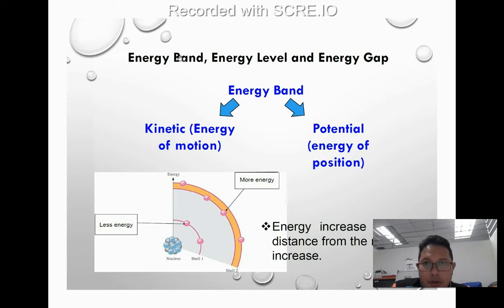So to know more about this situation, you have to know about energy band, energy level, and energy gap. Energy bands are divided into kinetic and potential energy, where kinetic is energy of motion and potential is energy of position. In this case, energy increases as the distance from the nucleus increases. So the nearer we are to the nucleus, the less energy it has compared to the outer shell.